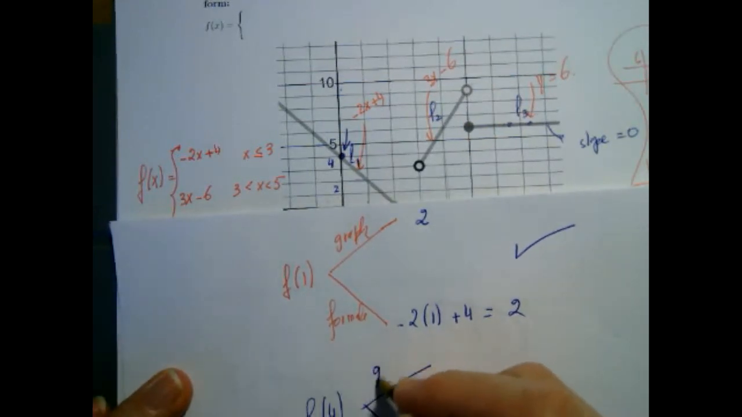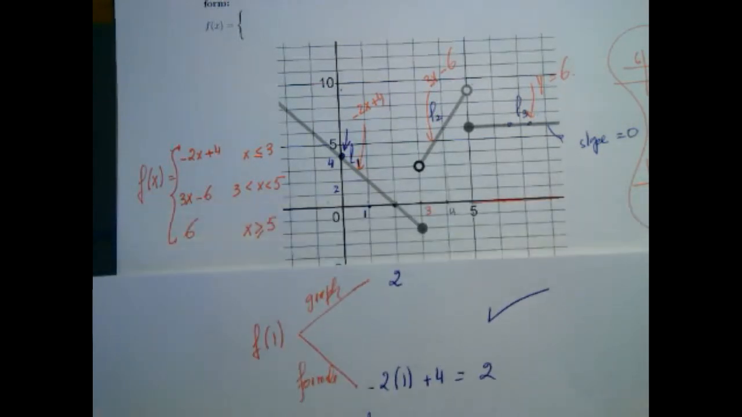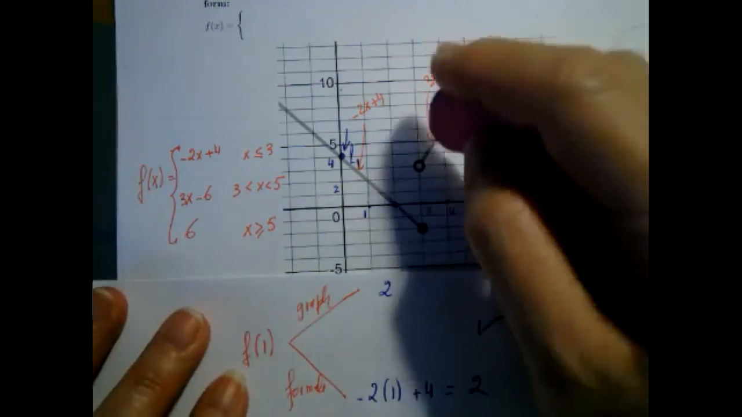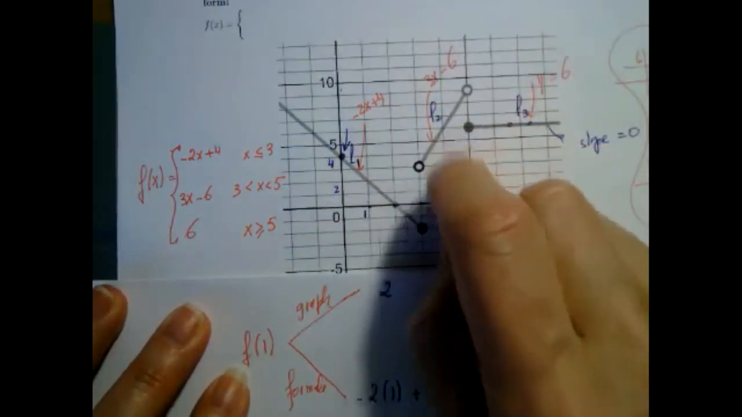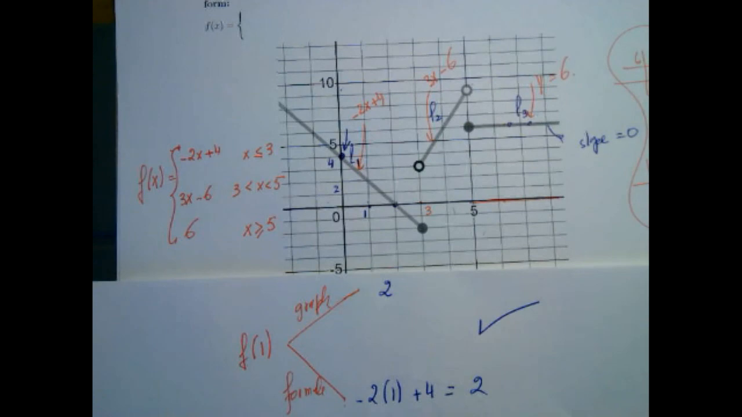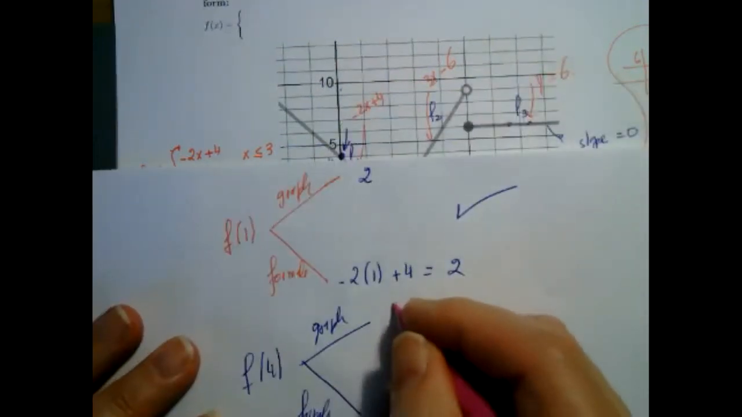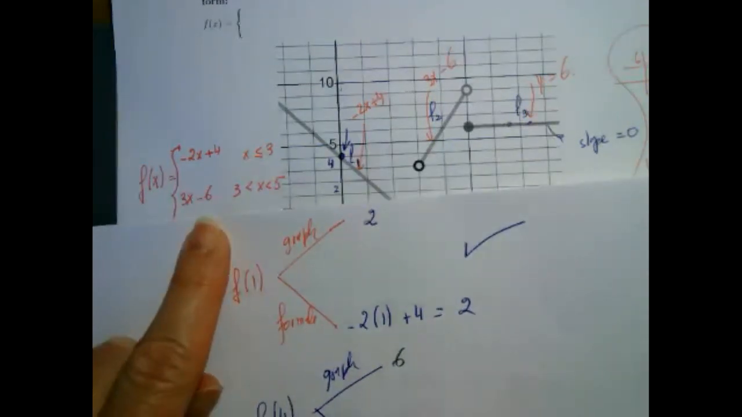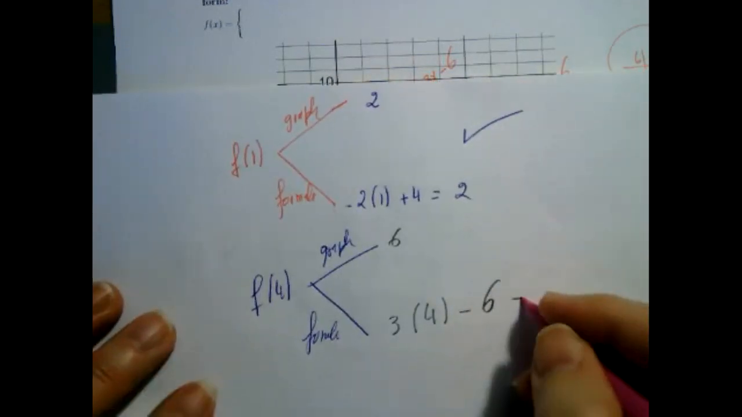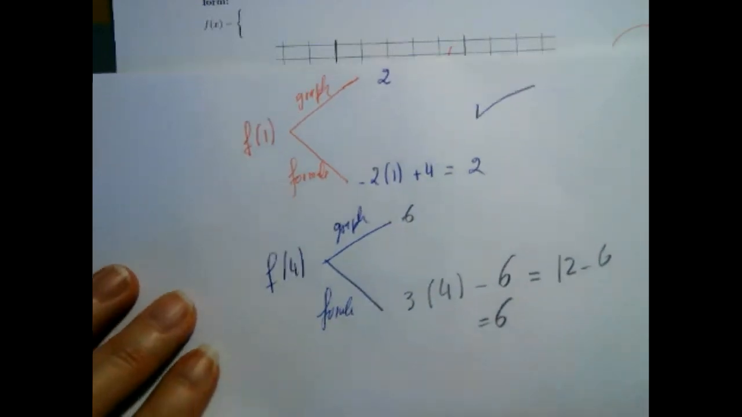Again, graph versus formula. So what do we get for 4? Six. Everybody is telling me 6. It's 6 both ways. 6 here. For the formula, I have to use this one: 3 times 4 minus 6, which is going to give me 12 minus 6 equal to 6. And so, they agree.